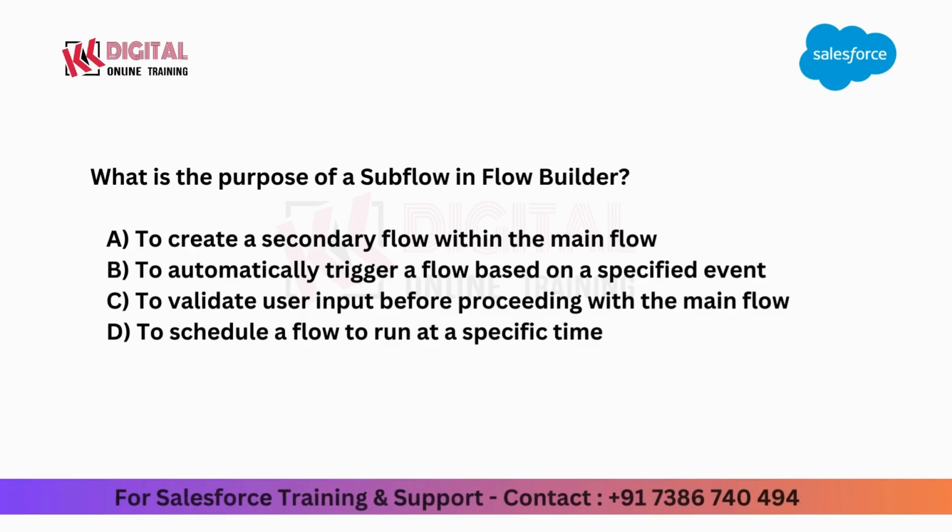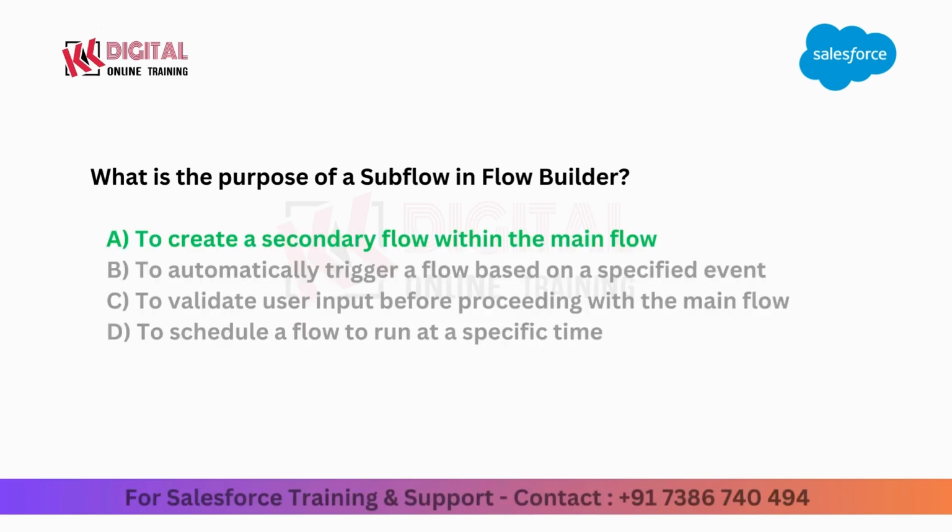What is the purpose of a subflow in FlowBuilder? A. To create a secondary flow within the main flow. B. To automatically trigger a flow based on a specified event. C. To validate user input before proceeding with the main flow. D. To schedule a flow to run at a specific time. The answer is A. To create a secondary flow within the main flow.